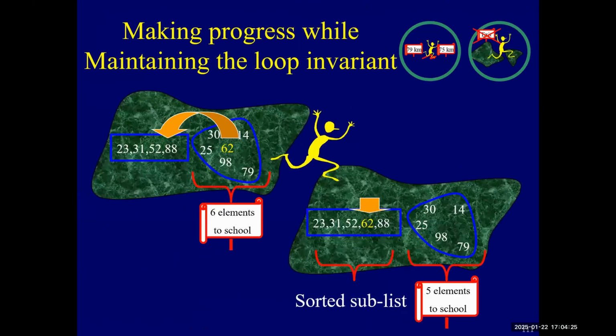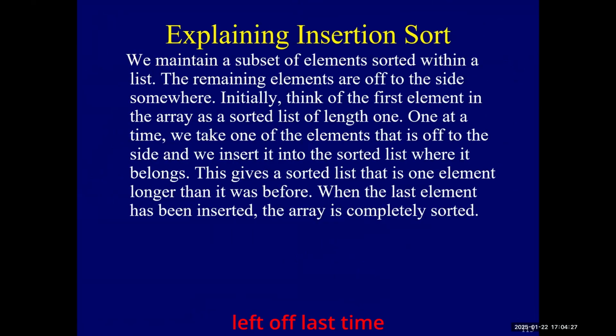Remember insertion sort? This is where we left off last time, right? And if I was standing on a subway describing insertion sort, what would I say? I would say, well, what I'm going to do is maintain a subset of the elements that are sorted within a list, right? So a subset of the numbers are already over here.